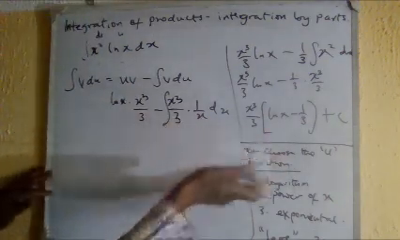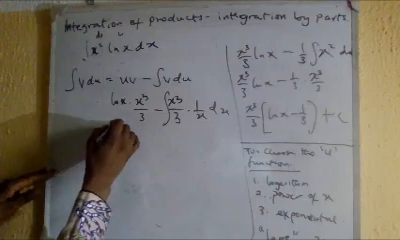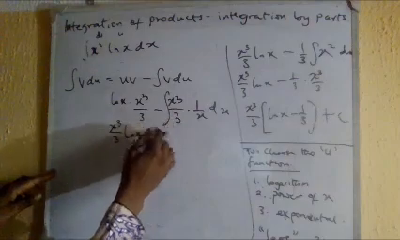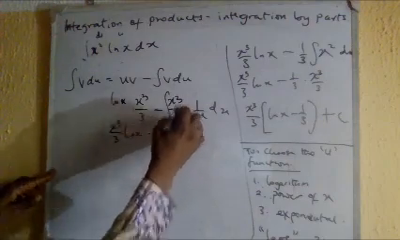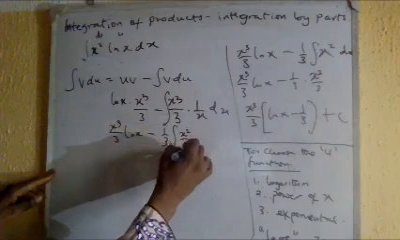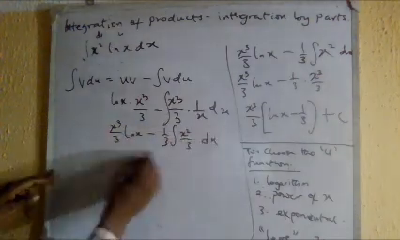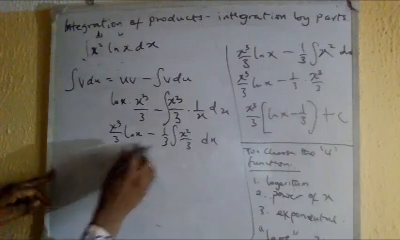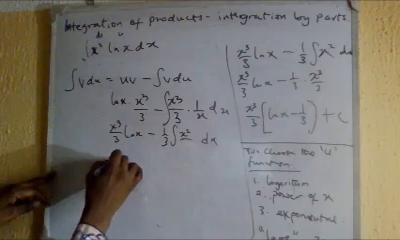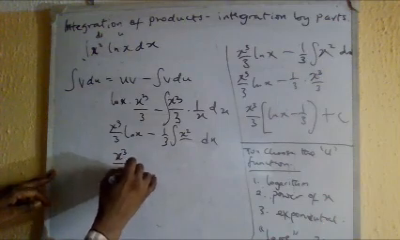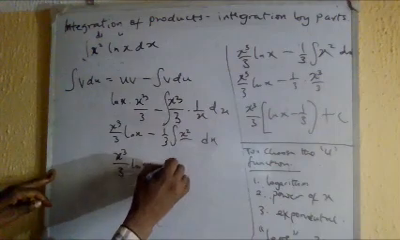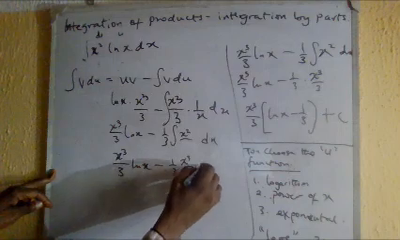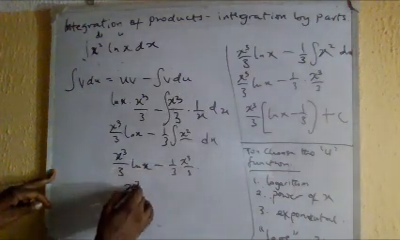x cubed will come outside, ln x minus this one, I can bring it out like this and reduce this, again dx. Then I can finally say x cubed ln x minus 1 over 3. Then this one, integrate it. So it's common, ln x minus 1 over 3 plus c.